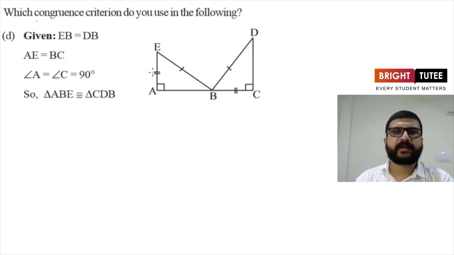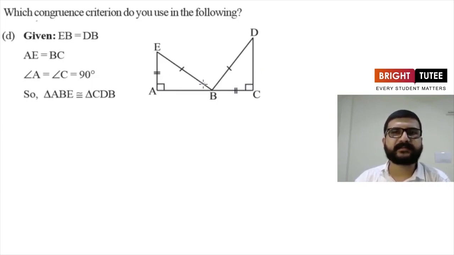So now here two triangles are given, triangle ABE and triangle CDB. So here is ABE and CDB. And what else is given to us? It is EB is equal to DB. That means this side EB is equal to DB and AE is equal to BC. And what else do we have? We have angle A is equal to angle C, and they both are 90 degrees each.